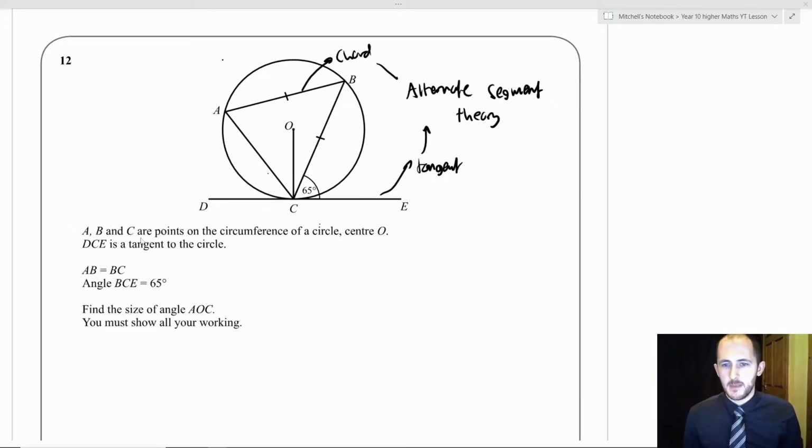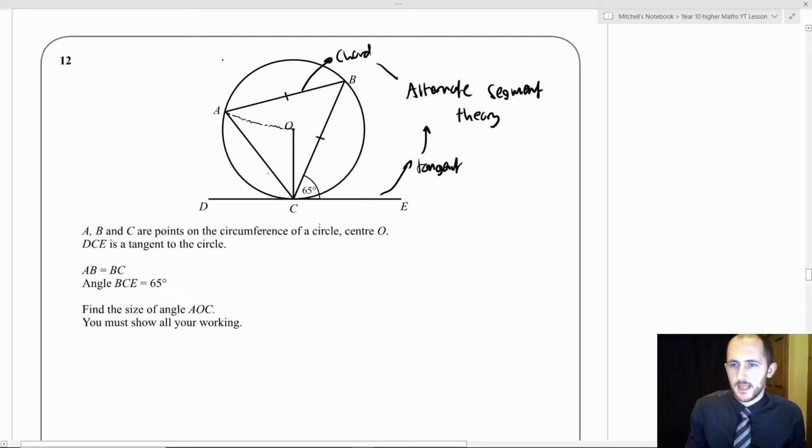Let's have a look at this question. A, B, and C are points on the circumference of a circle center O. D, C, E is a tangent, yeah, good. A, B is equal to B, C, good. BCE is 65 degrees. Work out the size of the angle AOC. Okay. So the angle they're looking for, kind of annoyingly, is this angle here. It's kind of frustrating that they've used that angle, but you know, it is what it is.